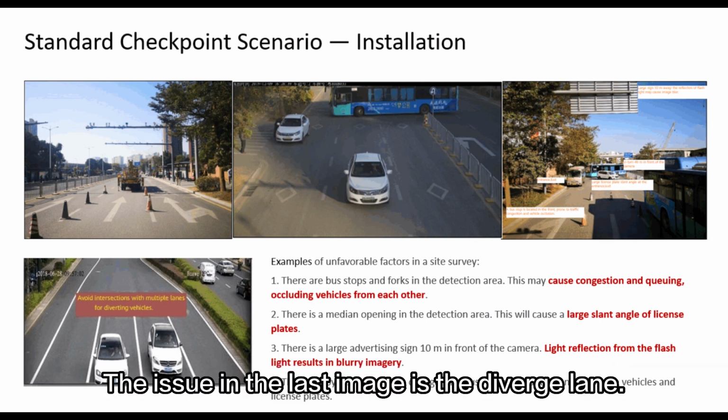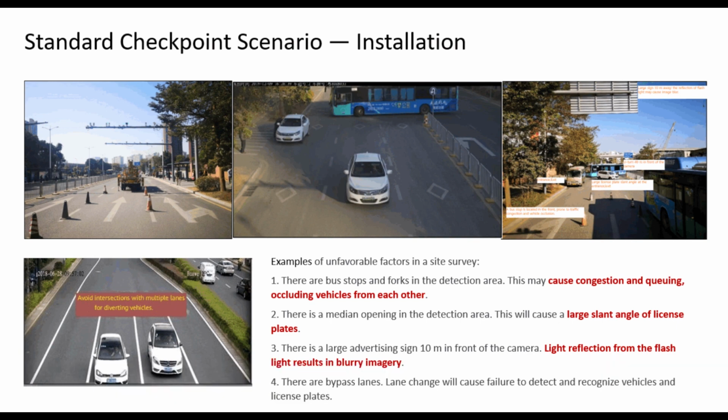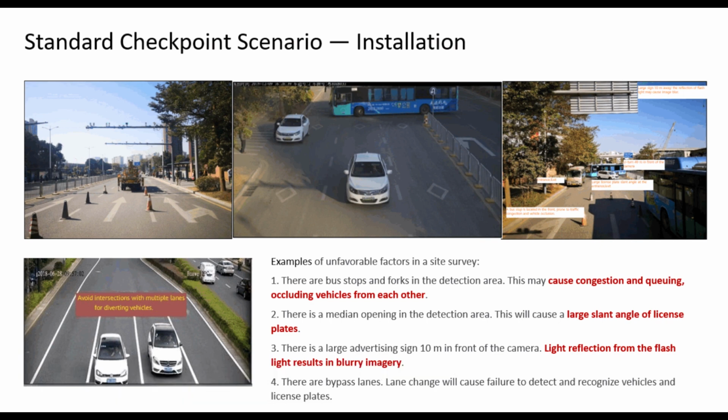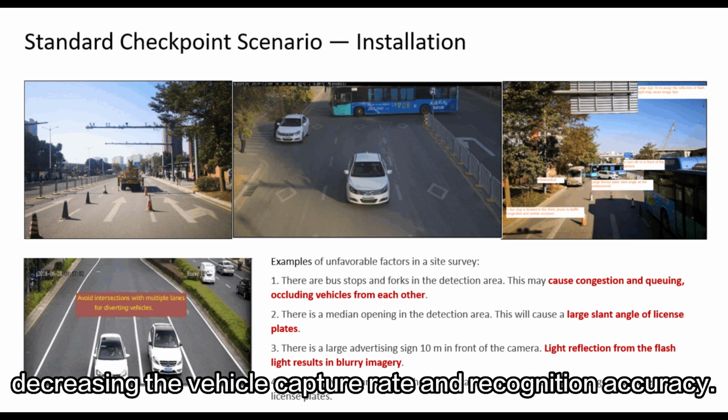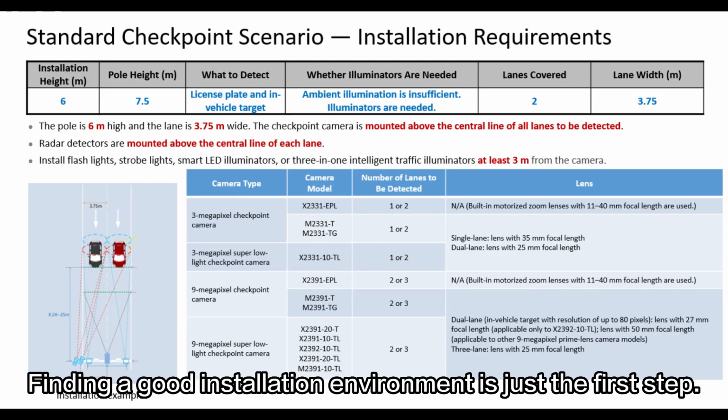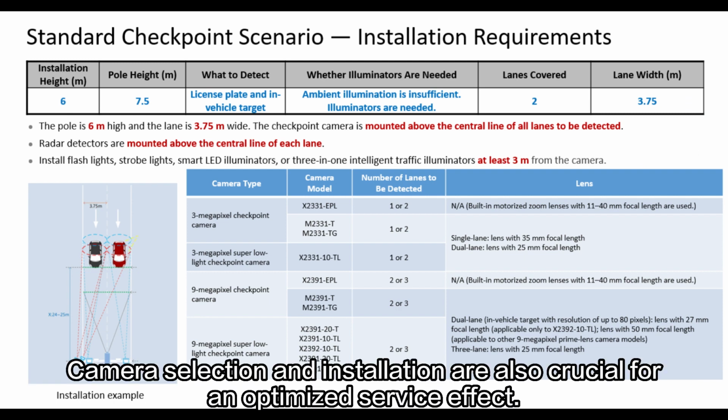The issue in the last image is the diverge lane. Road traffic diverging and merging will cause vehicles to change lanes and license plates to slant, decreasing the vehicle capture rate and recognition accuracy. Therefore, cameras should be installed elsewhere. Finding a good installation environment is just the first step. Camera selection and installation are also crucial for an optimized service effect.